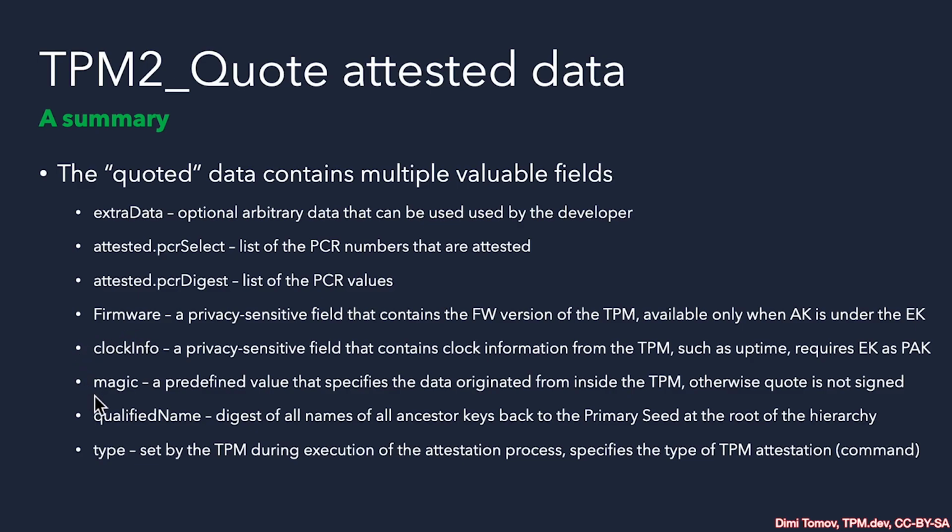So the magic value here is just an additional proof in the signed evidence that this is genuine data. And then the qualified name is also just for additional proof of the key that has been used. Last but not least, we have the type that helps us determine what the attested data is, so we can parse it properly.